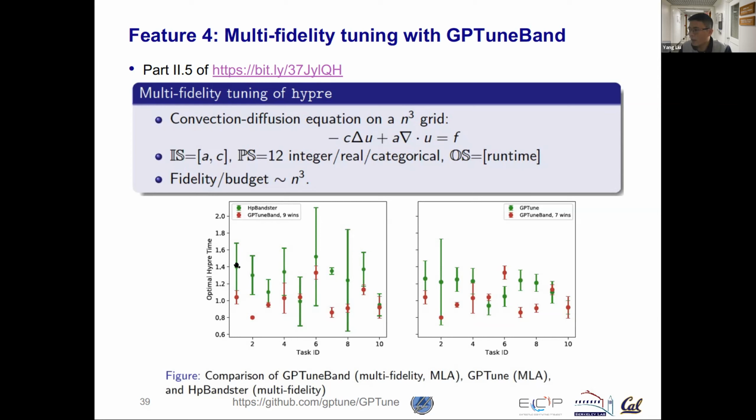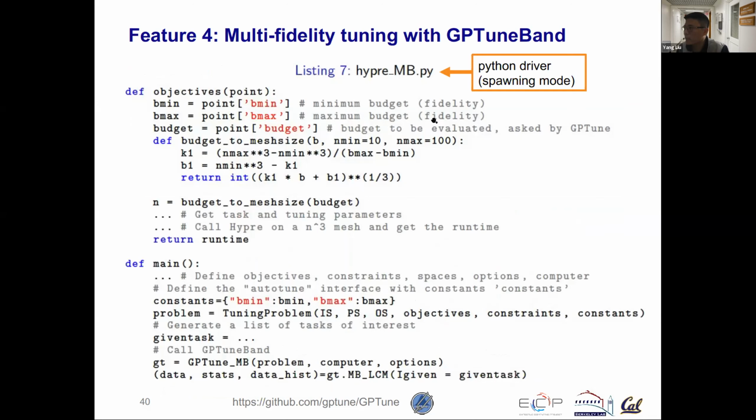And here the dots show the minimum found by a batch of the experiments. It's comparing this multi-fidelity multitask GPTune band versus a multi-fidelity single task tuner called HpBandSter, and we can see GPTune band wins 9 out of the 10 tasks. On the right, it's showing the comparison between GPTune band and the single fidelity but multitask version of the tuner GPTune. You can also see it's winning for 7 out of the 10 tasks. So combining the multitask and the multi-fidelity features, we can win over both of the tuners in both worlds. And this is a simple pseudocode that you can play with a little bit in the experiments.